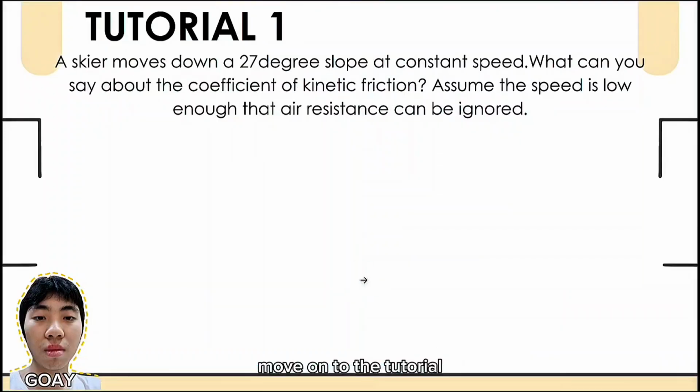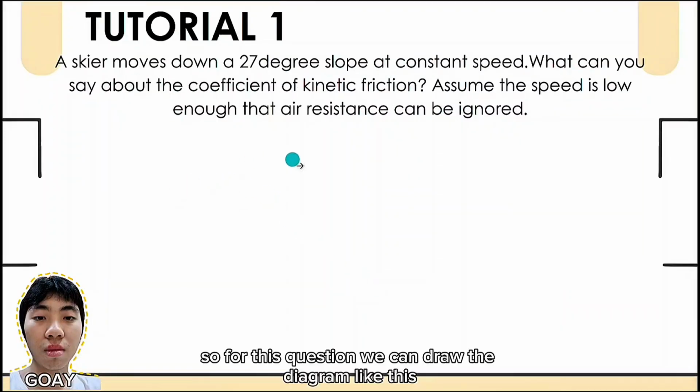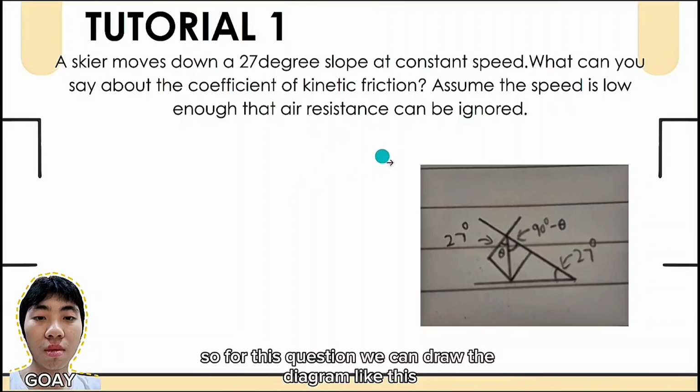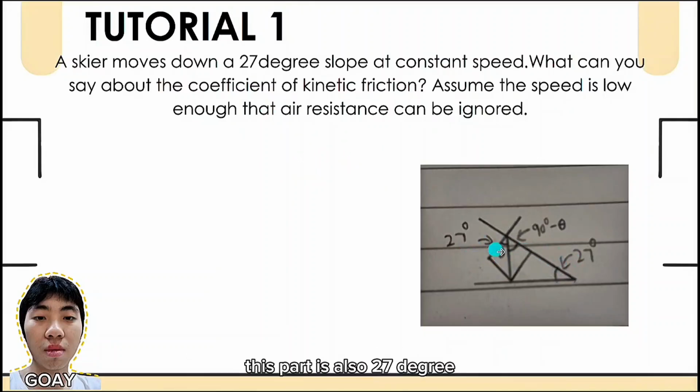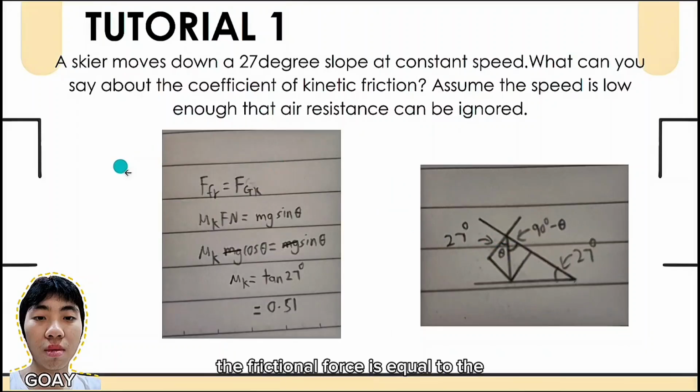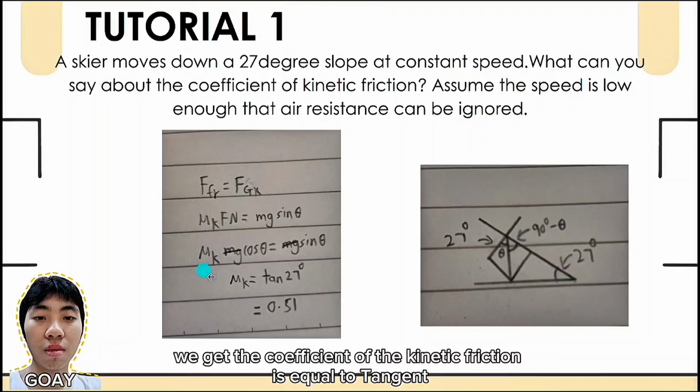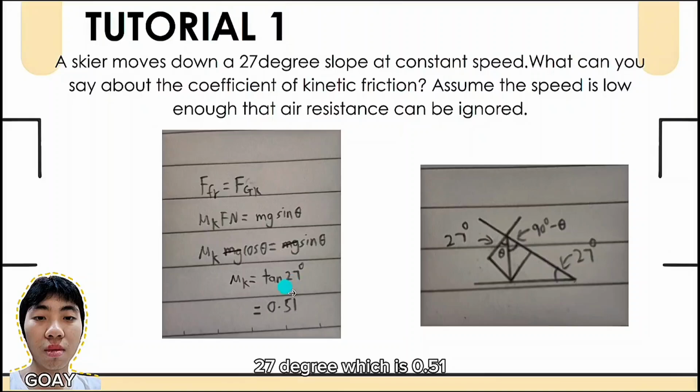Move on to the tutorial. For this question, we can draw the diagram like this, and we can deduce that the angle at this part is also 27 degrees. Since the net force is 0, the frictional force is equal to the force pulled down by gravity acting along the slope, sliding downwards. So we cancel out, and we get the coefficient of kinetic friction equal to tangent 27 degrees, which is 0.51.